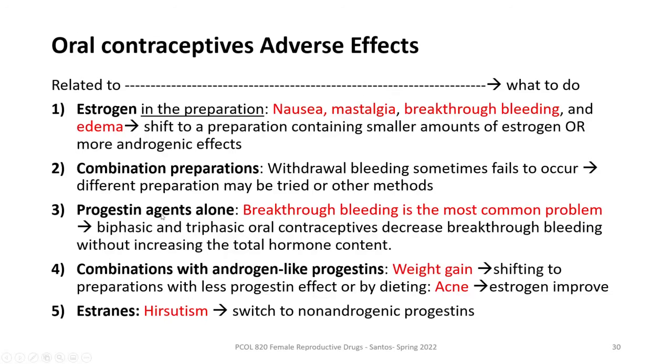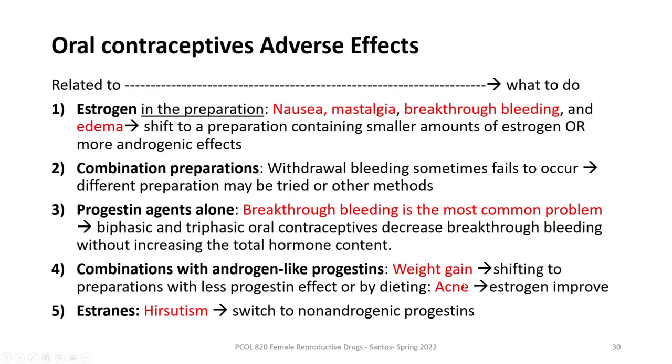If you're using a preparation with a progestin agent alone, where the most common side effect is breakthrough bleeding, then you can switch to a biphasic or triphasic oral contraceptive to try to decrease this breakthrough bleeding. If you are using a combination of androgen-like progestins, and the main adverse effect is weight gain, you should shift to a preparation with less progestin.